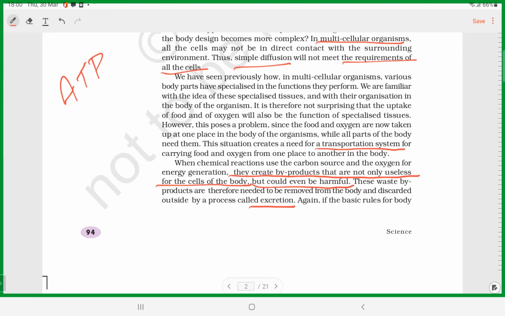So what should the system do? Remove the carbon dioxide, exhale carbon dioxide. It should remove. So for the removal of byproducts and all waste, gas form, liquid form, or solid form, you need what system? Excretion. How can you define excretion? Waste products needed to be removed by the body and discarded outside by the process called what? Excretion.